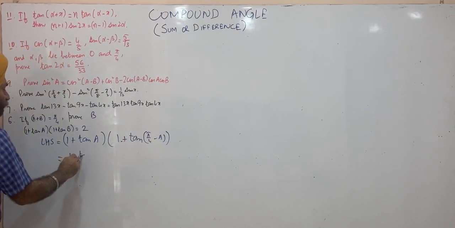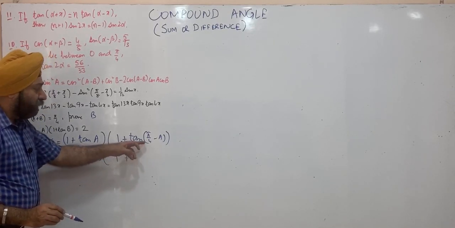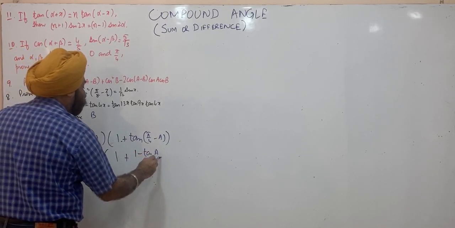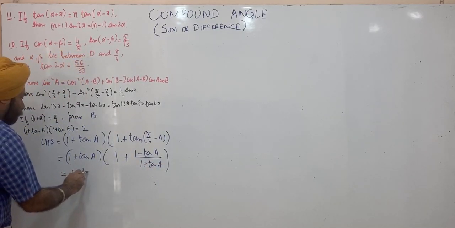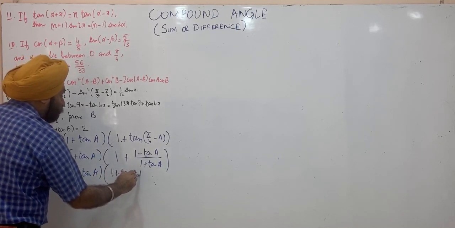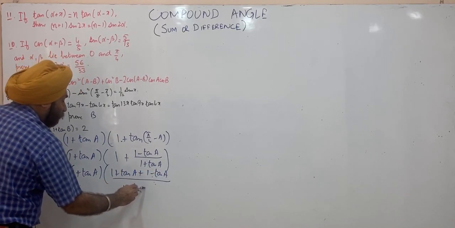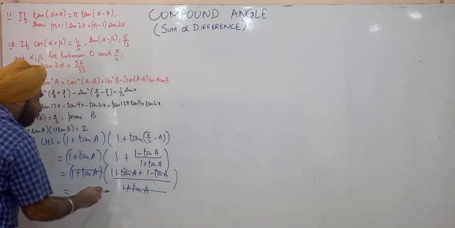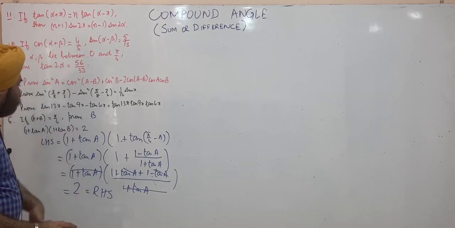This is 1 plus tan A, 1 plus tan of pi by 4 minus A, which is 1 minus tan A upon 1 plus tan A. We simplify the second bracket first as it is. This is 1 plus tan A plus 1 minus tan A upon 1 plus tan A. This will cancel out. This will cancel out. 1 plus 1, 2, which is what we wanted to prove. Right hand side is 2.